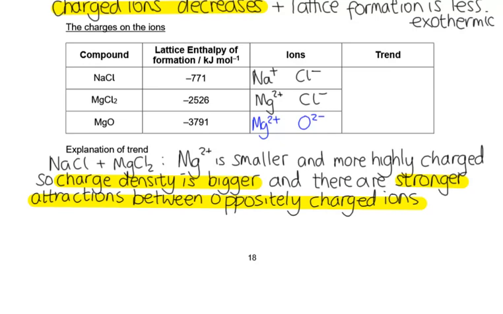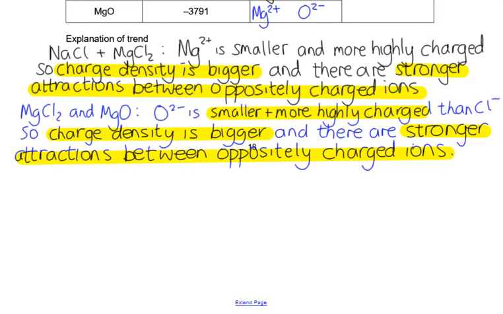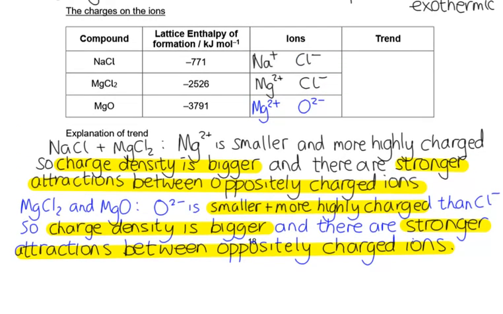So pause the video and see if you can write a sentence. There we go. Oxide is smaller and more highly charged. Charge density is bigger, stronger attractions. If we go back, we can have a look. As we went down, it was becoming more exothermic, stronger attractions, more energy released.